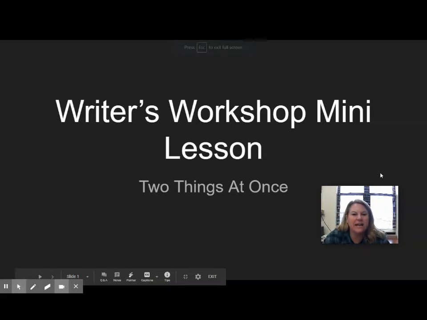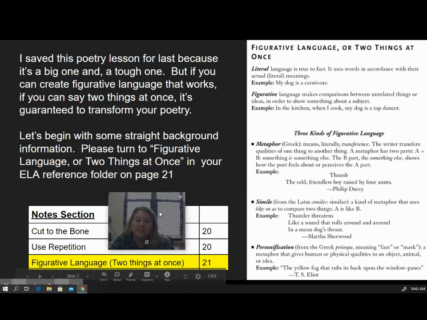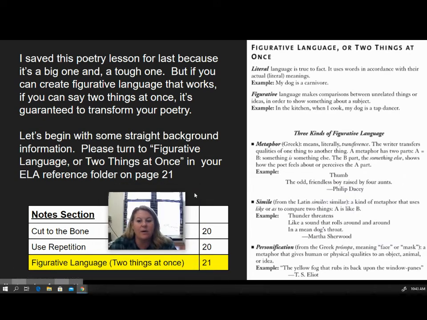Hey, fifth grade, for today's Writer's Workshop lesson, we're going to be talking about figurative language, or two things at once. I think you'll see what I mean once we get started. The first thing that you're going to need to do, though, is grab that ELA reference folder and turn to page 21.